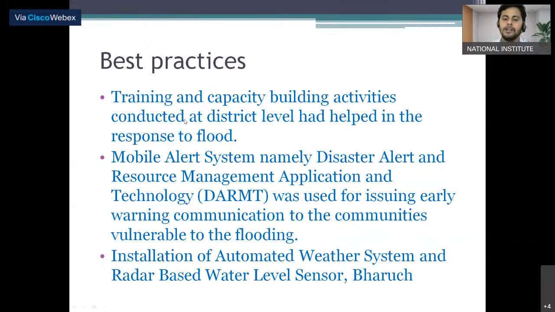At the same time, in Baruch, they installed automated weather systems and radar-based water level sensors, which are also a kind of early warning system. In the coming session, Dr. Rajutap will take a detailed session on early warning systems.